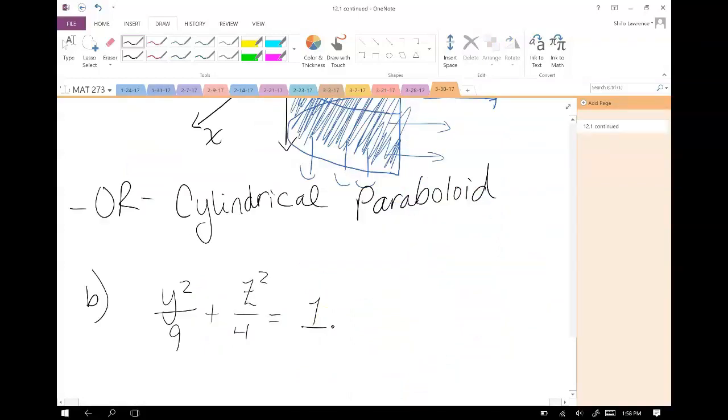Y squared over 9 plus z squared over 4 equals 1. What do we know about this thing? Anything whatsoever. Do we know what the shape is? They've got different denominators, which means it's an ellipse. They don't have the same coefficient, which means I'm moving a different number of units in the y direction than I am in the z direction. So it's an ellipse. So Tyler, how did you know that?